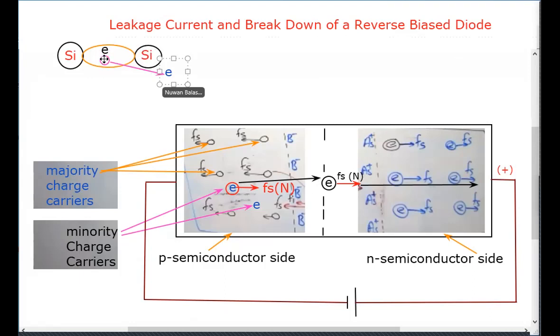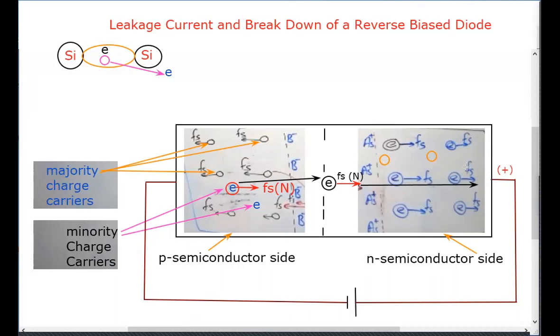So what is this, dear? This is the free electron. So what is this one, dear? This one, Lamai? Holes. So electrons are the minority charge carriers in p semiconductor side. If you consider n semiconductor side, holes are the minority charge carriers. So there is a possibility to be some holes in the p semiconductor side. Is it clear here?